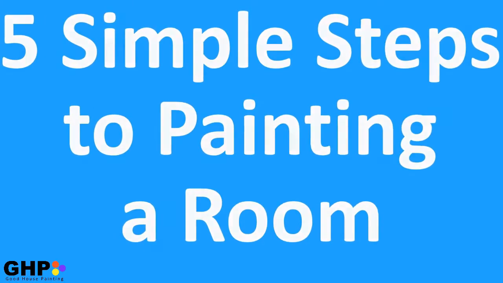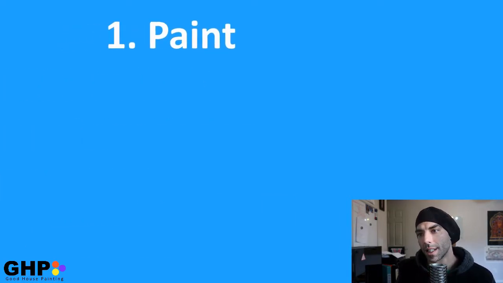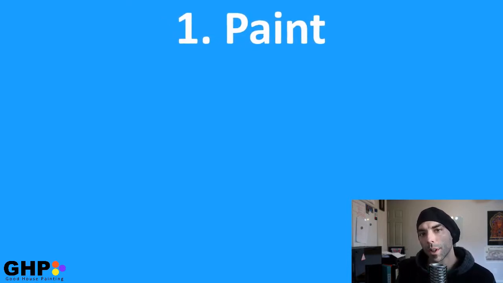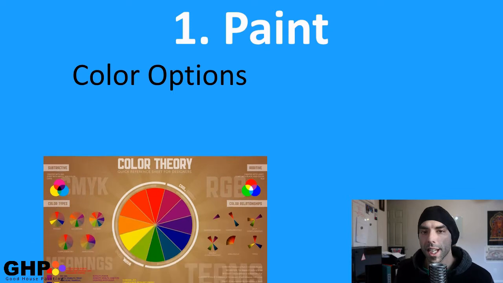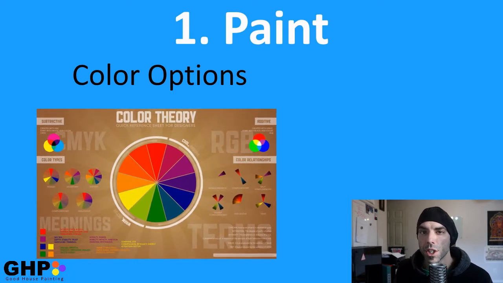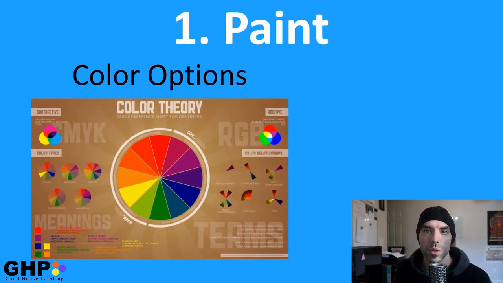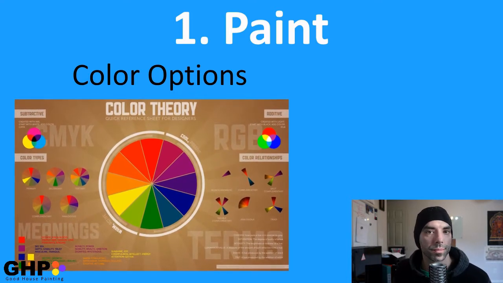There's 5 steps you could take to painting any room. The first step is paint. For paint, you're going to need to figure out color options. There's a lot to pick from when it comes to colors, and if you really want to get in depth with color options, you can research the color theory. Color theory will teach you everything you need to know about mixing and matching colors.